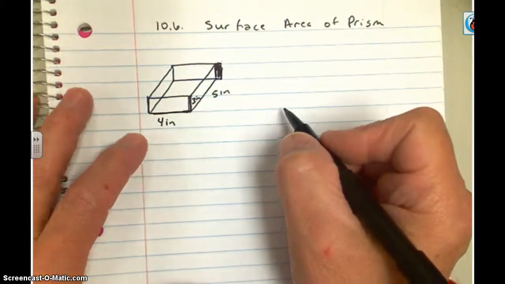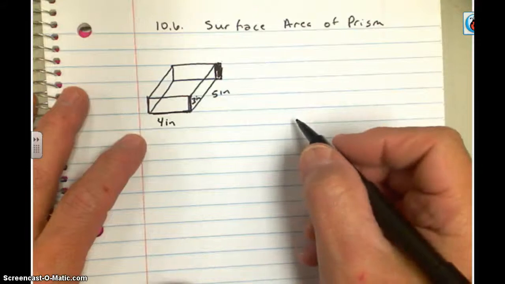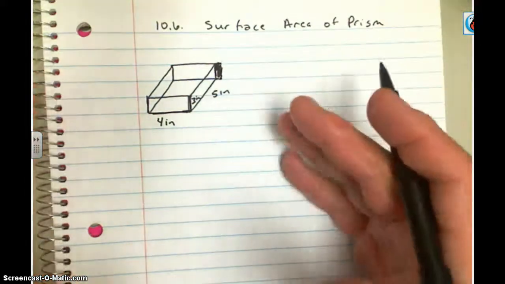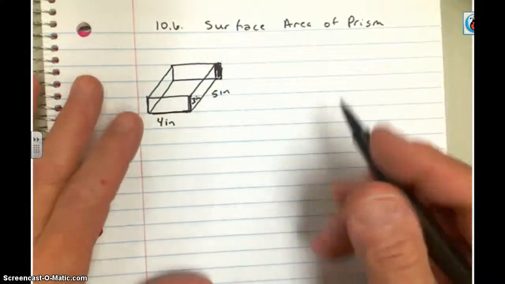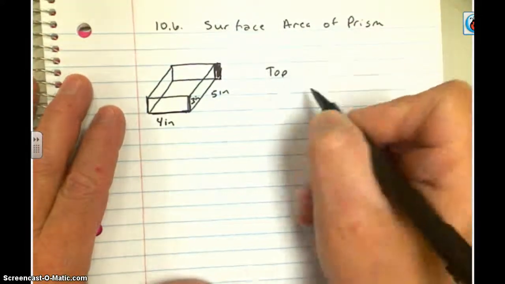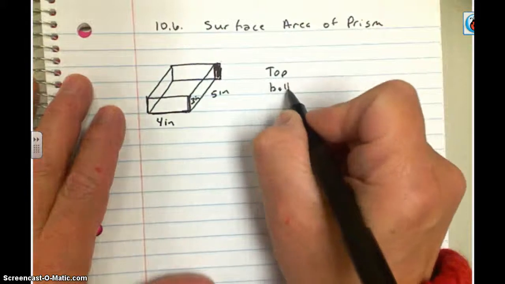So the first thing we're going to do is keep track of our surfaces. We want to find the area of the whole thing. We want to find the area of the top, the bottom, the sides, and front and back. So let's make a list of those.